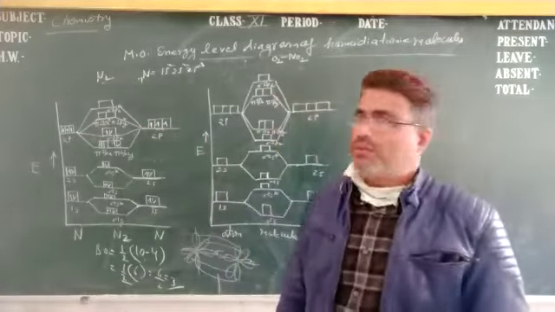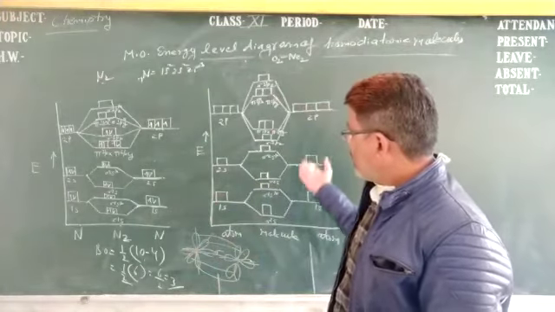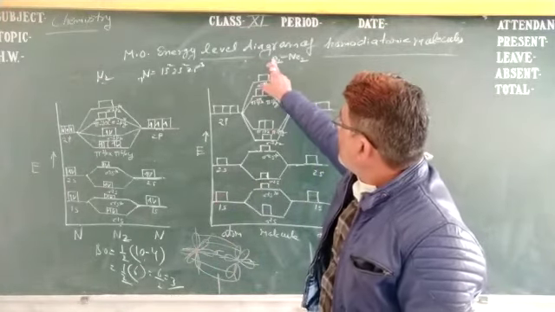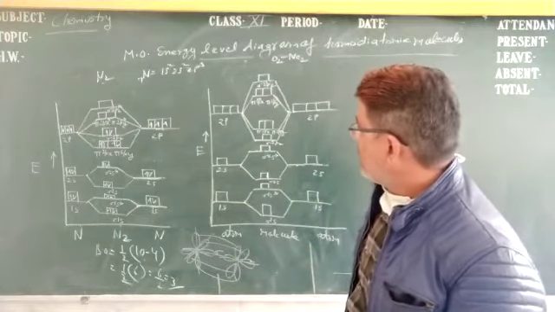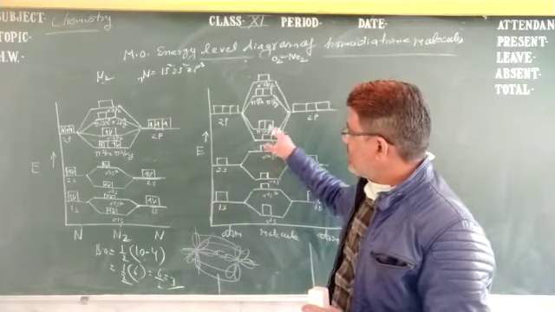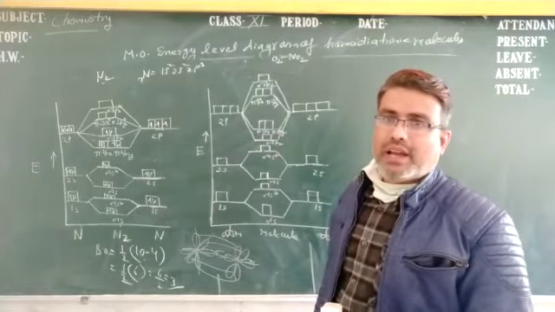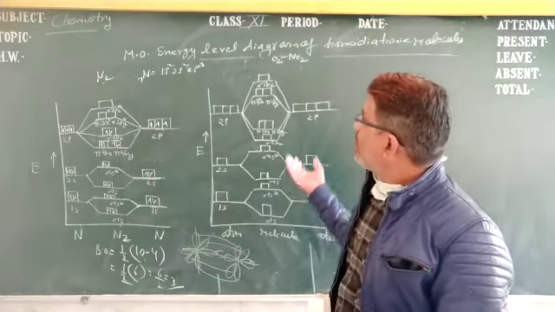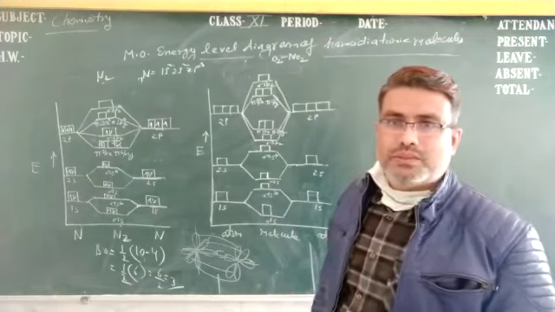Now that is the diagram you can use for O2 and F2. In this, what I changed, just see: the energy of sigma 2pz is less than pi 2px and pi 2py, due to sp interaction. And further you can fill the electrons for O2 and other molecules. Okay, thank you.